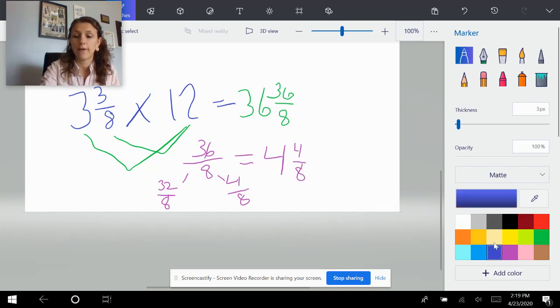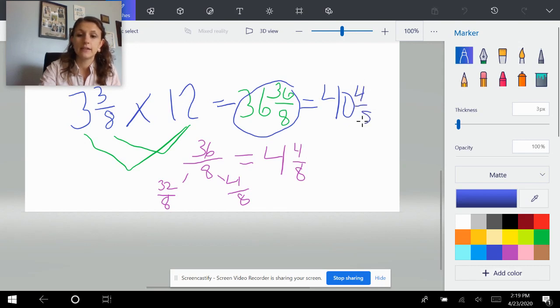Okay, so let's go ahead and write our final product. So I have 36 and 4 because I'm combining this 36 and this 36/8, otherwise known as 4 and 4/8. So 36 plus 4 would give me 40. And then I still have that 4/8. So 3 and 3/8 times 12 would give me 40 and 4/8.